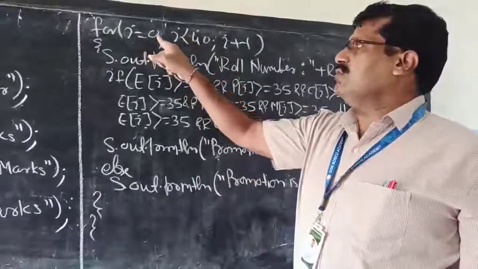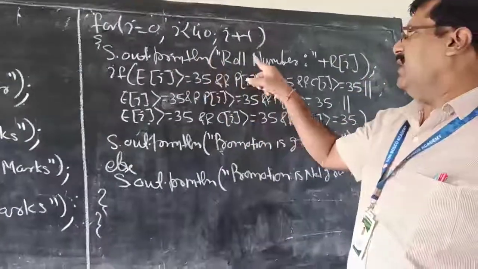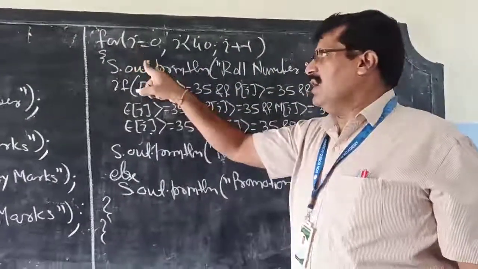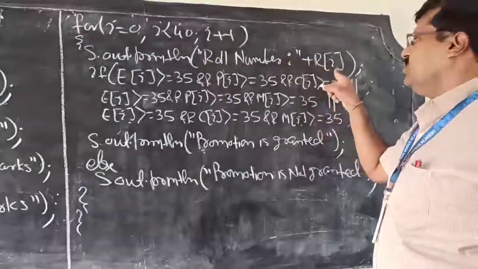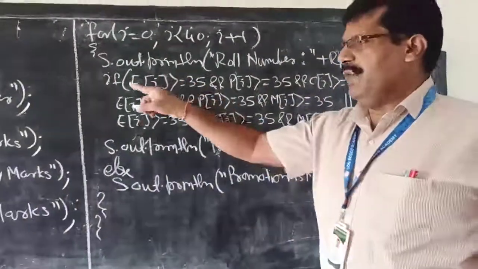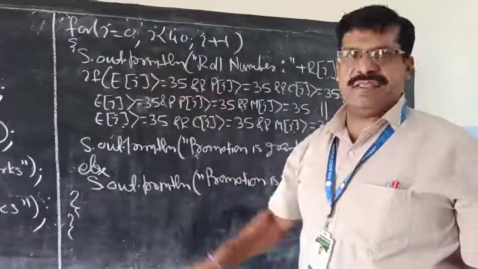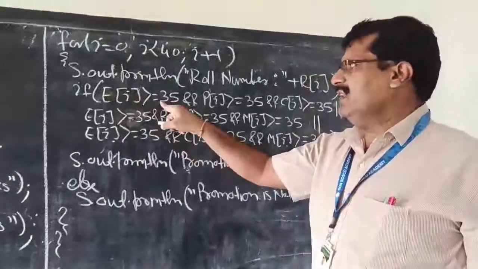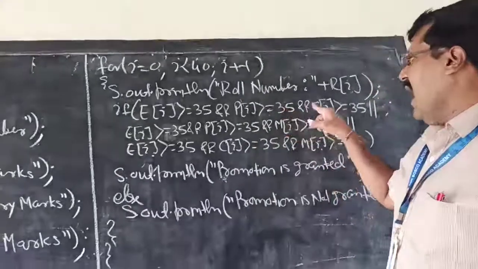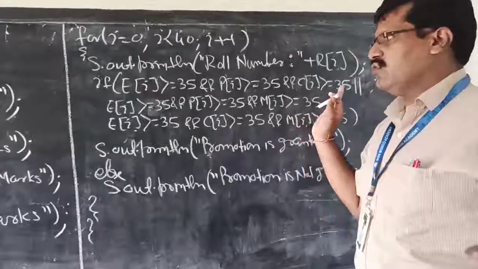So for i equal to 0, i less than 40, i plus plus. System.out.println roll number R[i]. The i value is 0. So System.out.println roll number R[0] means the first student's roll number is printed. After that, we create an if statement. If E[0] is greater than or equal to 35 and P[0] is greater than or equal to 35 and C[0] is greater than or equal to 35, all these three conditions are true.